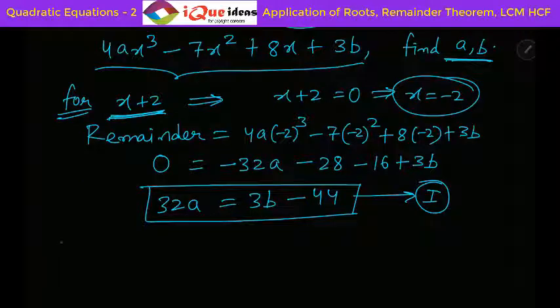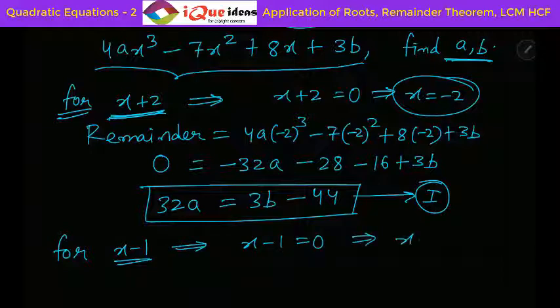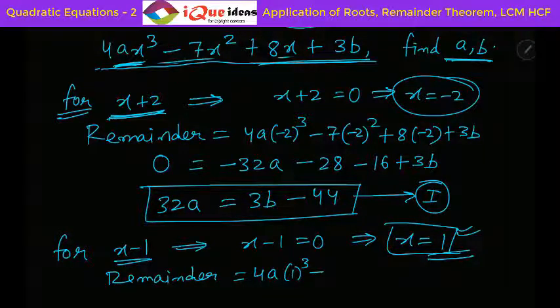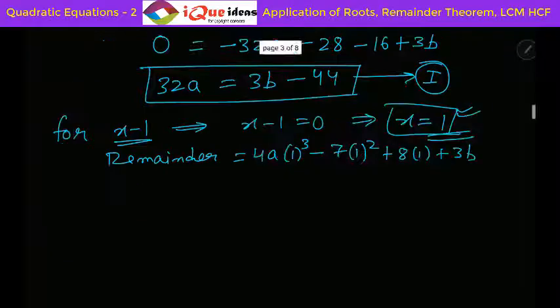What will happen? We will say that for x minus 1 to be a factor again, we will take x minus 1 equal to 0 and we get a value of x equal to 1. We will put x equal to 1 in this given expression to find the remainder when it is divided by x minus 1. That remainder should be equal to 4a into 1 cube minus 7 into 1 square, right, plus 8 into 1, okay, and plus 3b. Alright. So from here, we know that x minus 1 is a factor.